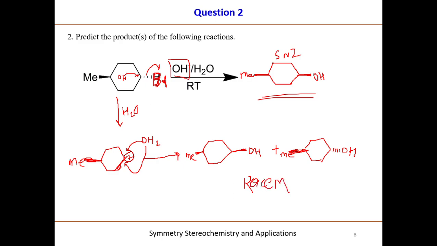Racemic. Okay. I hope all of you are clear. Now let's move to the next example.